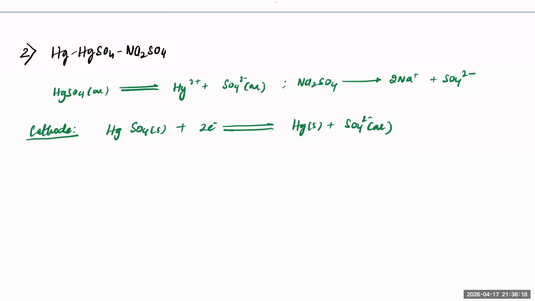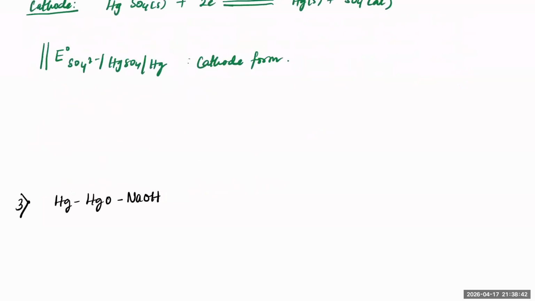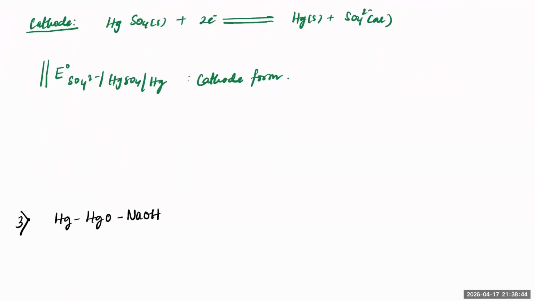Okay. So how do we write the E naught? First the double line, because cathode is conventionally on the right. So E naught of SO4 2 minus, HgSO4 and then mercury. This is about the cathode form. Done. This is about the cathode. So if you know the cathode, we can write the same thing for anode also. I don't think that should be a problem.